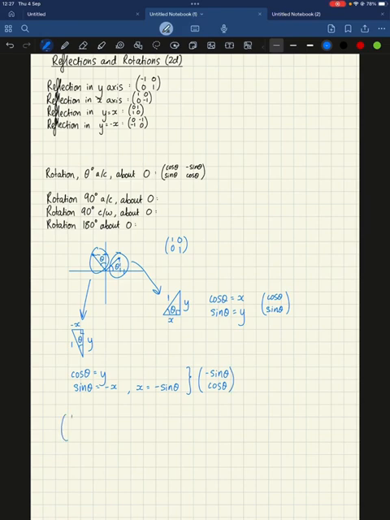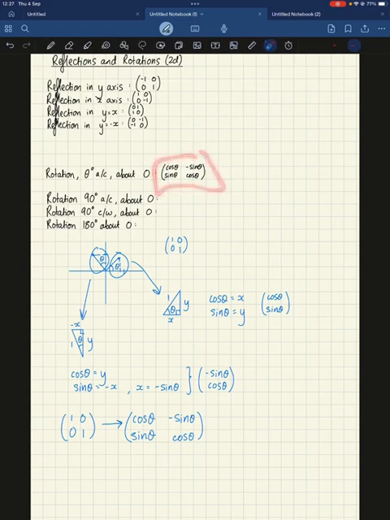So our transformation from (1, 0), (0, 1): (1, 0) got mapped to this, so (cosine theta, sine theta), and our (0, 1) got mapped to this, (minus sine theta, cos theta). And that is the same matrix we have over here: cosine theta, sine theta, minus sine theta, cos theta. So that's for a general rotation, theta degrees anticlockwise.